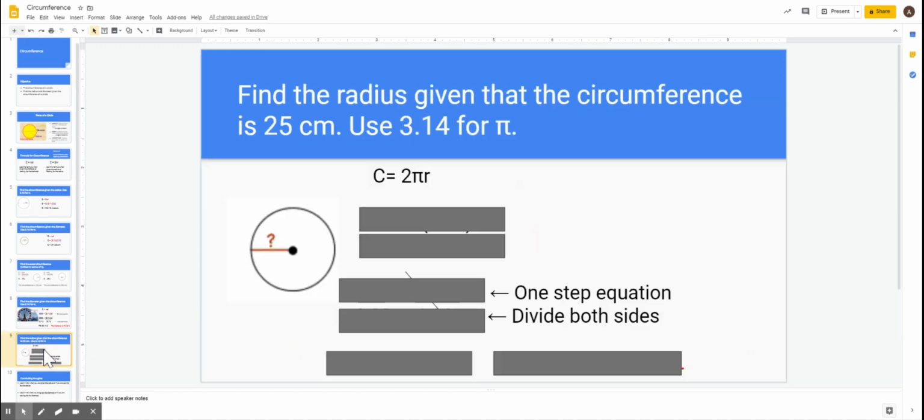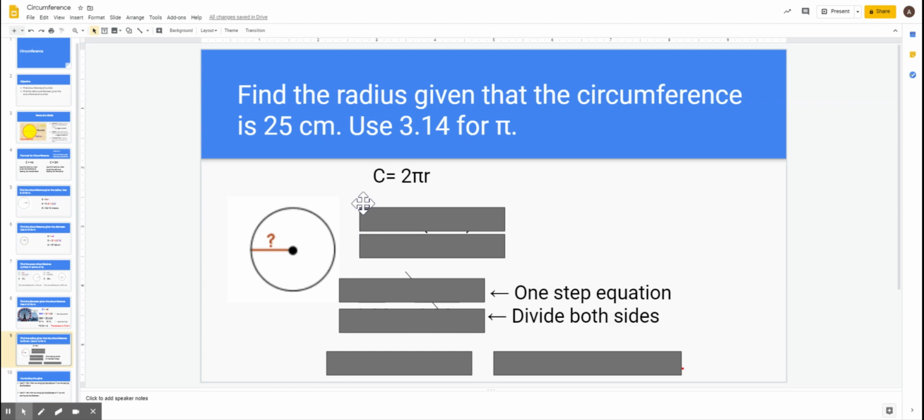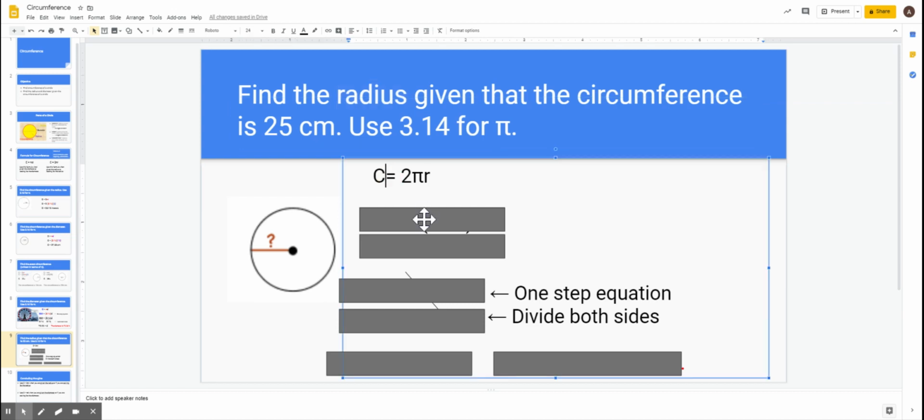All right, and in the last example, we have to find the radius given the circumference is 25 centimeters. And we are using 3.14 for pi. So the formula that we're using is c equals 2 pi r, because we're looking for the radius. Find the radius. So, since we're finding the radius, then we are using this formula, c equals 2 pi r.